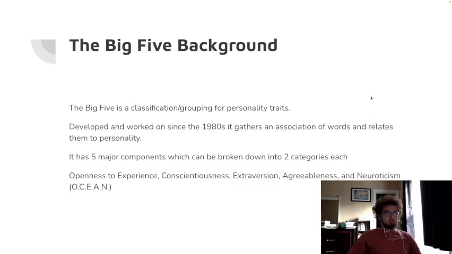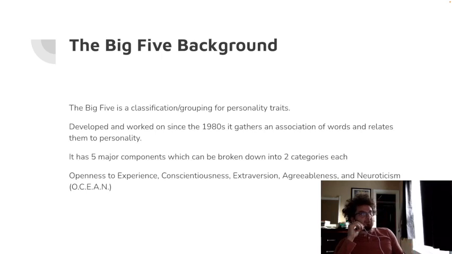So just a bit of background, the Big Five personality model has been worked on since the 1980s. There are five major components. They're broken down into two categories, okay? And this will help you to classify your own personality traits or someone else's. And particularly as a teacher, I do find it's quite useful when I'm dealing with students to better understand which aspects of personality they are exhibiting.